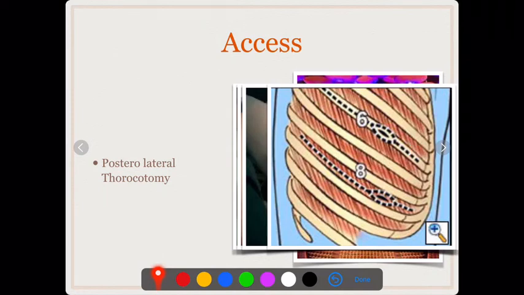If you are interested in an organ that is in the lower part of the thorax, you will enter through the 8th intercostal space. So that's the difference between access to a single cavity like the abdomen versus a thoracic cavity, where you have to carefully plan your entry point depending on which part of the thorax you are interested in operating.